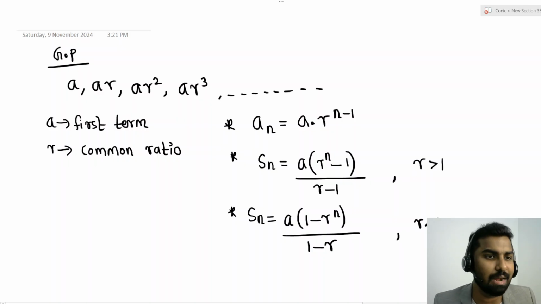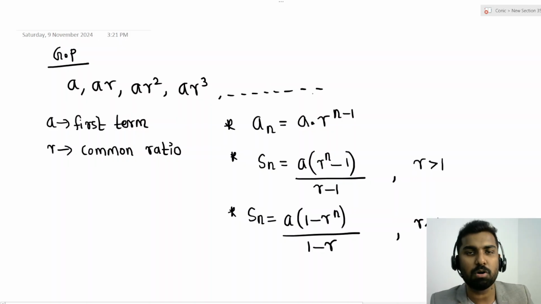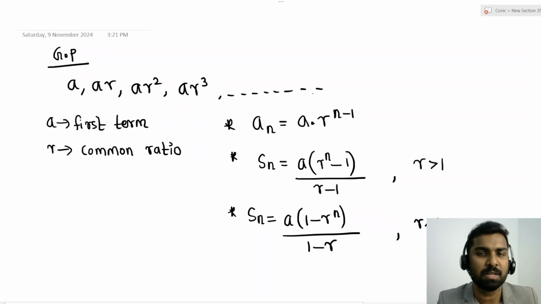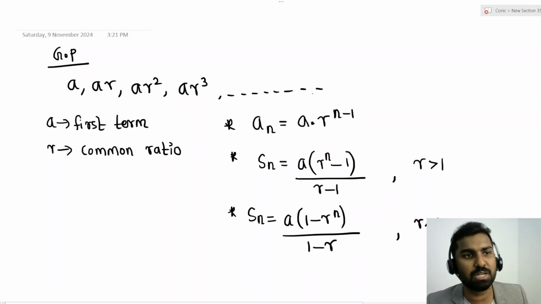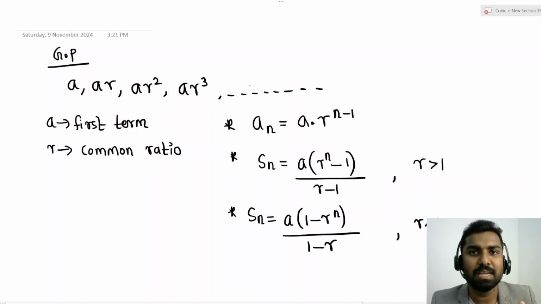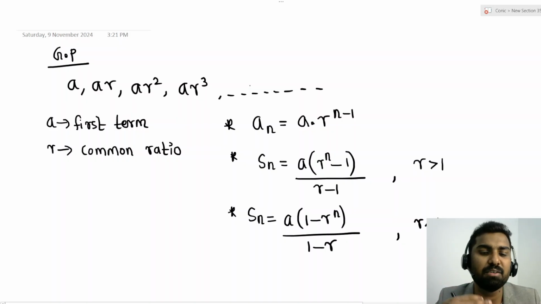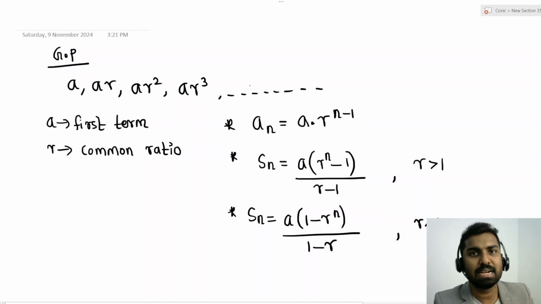And one more thing you have to keep in mind: sometimes this GP will not stop, will not terminate. It will continue up to an infinite number of terms, ar square, ar cube, like that it will go. That particular GP is called an infinite geometric progression. Sometimes this GP will not terminate at a particular term. It will recur with an infinite number of terms. That kind of GP is called an infinite GP.